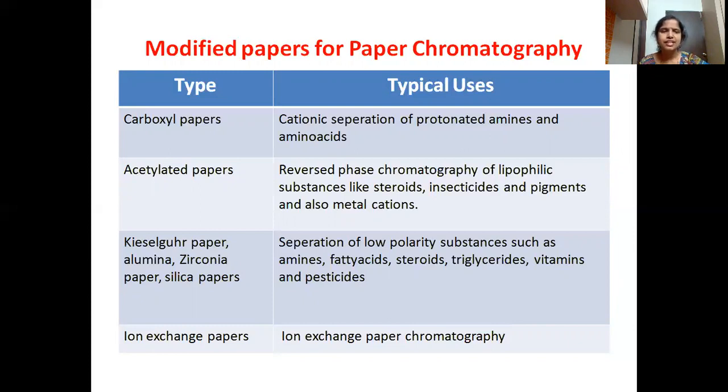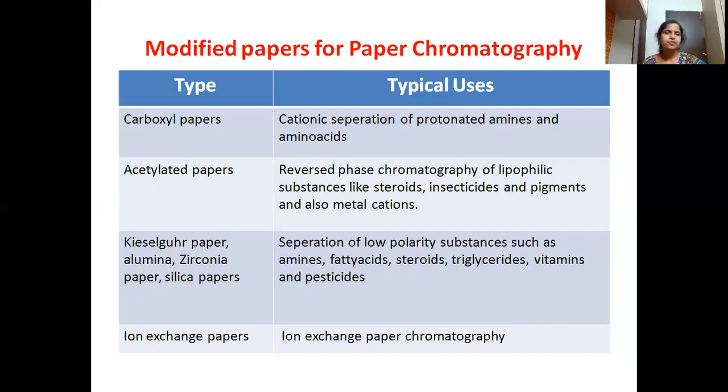So these acetylated papers are used for lipophilic substances like steroids, insecticides, pigments, and also other metal cations. All these can be separated by using acetylated papers. Then the other ones are Kieselguhr paper, alumina paper, zirconia, and silica papers. All these different types of papers can be efficiently used. The substances we can separate by these are amines, fatty acids, steroids, triglycerides, vitamins, and pesticides.